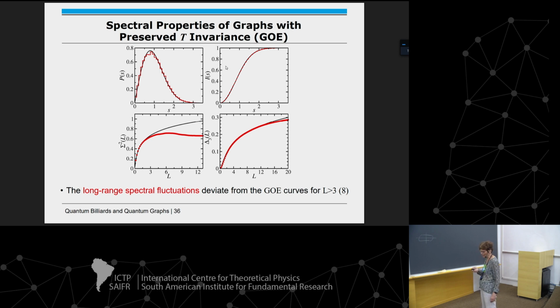And then you look at the spectral properties, you see nice agreement as long as you only look at short-range correlations. However, when you look at long-range correlations, then you see deviations which remain independently of how many eigenvalues you use. And this is one of the drawbacks of these quantum graphs, that there you can have backscattering.